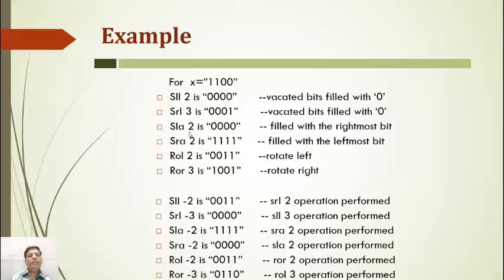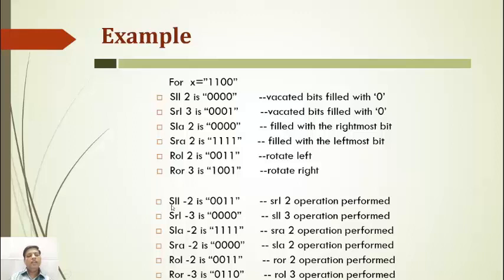Then SLA 2 gives all 4 bits 0, filled with the rightmost bit. SRA 2 gives all 1s, filled with the leftmost bit. Shift right arithmetic means it is filled with the leftmost bit. ROL 2 is 0011, which means it rotates left. ROR 3 is 1001, which means it rotates right.